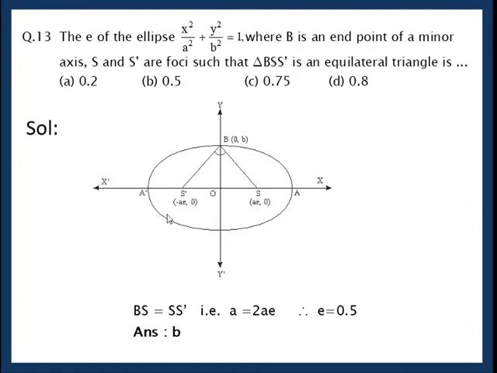And what is SS dash? It is the distance between two foci, that is 2ae. So that gives me eccentricity as what? 0.5. I'll again explain. See, I have written BS equal to a. Why? Because BS plus BS dash is the sum of the focal distances, which is always constant for an ellipse, and it is 2a, but they are equal also, the triangle being equilateral. So what is BS? It is a. And you know this, SS dash is 2ae. So a gets cancelled. So eccentricity comes out to be half. So the correct option is B.